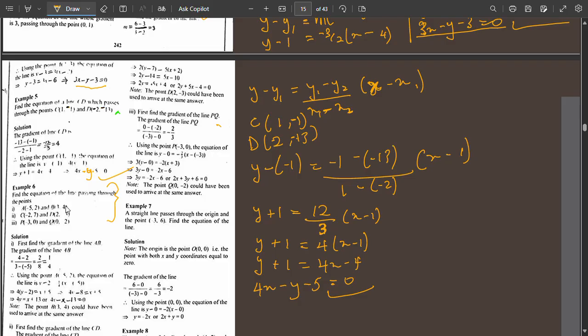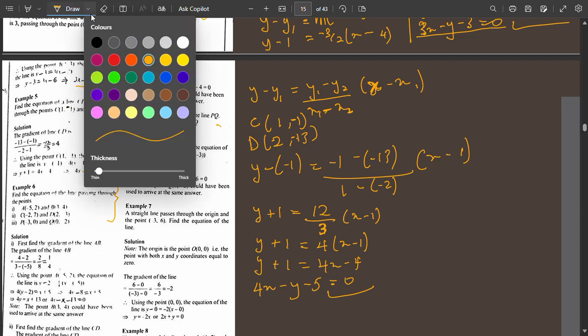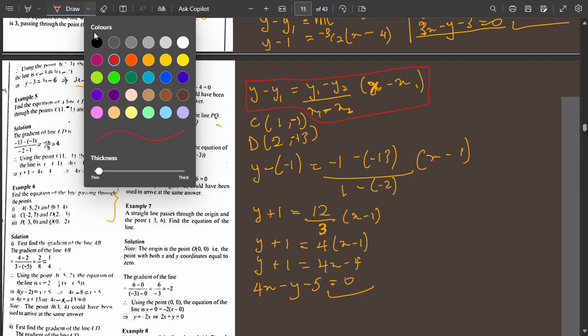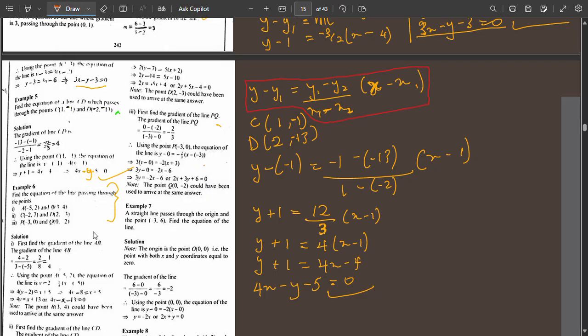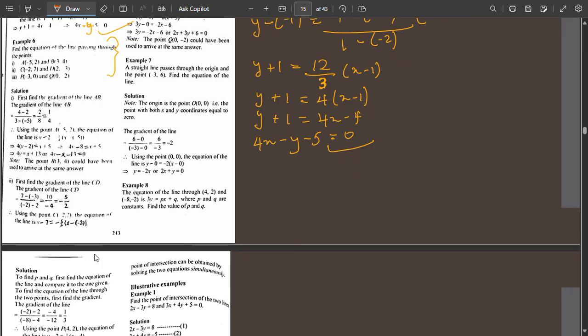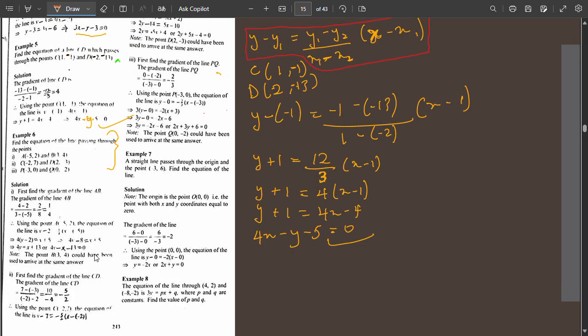We've been given 2 points. So we'll first find the gradient and then we'll find the equation. Or you could just use this formula straight away and have the equation together as one. Right, so these are examples you should try all of them. You should pause the video, or if you have the textbook, you just use the textbook.